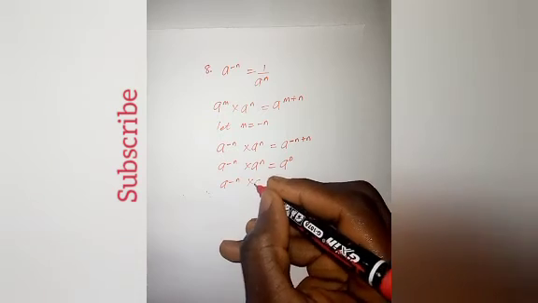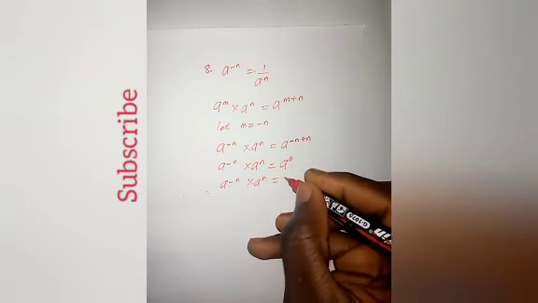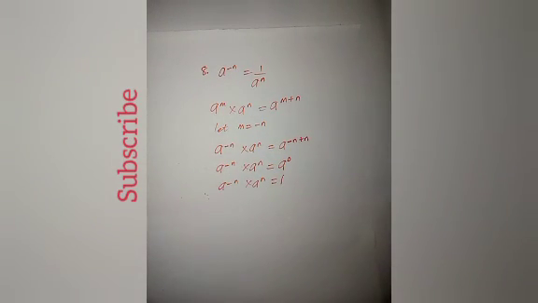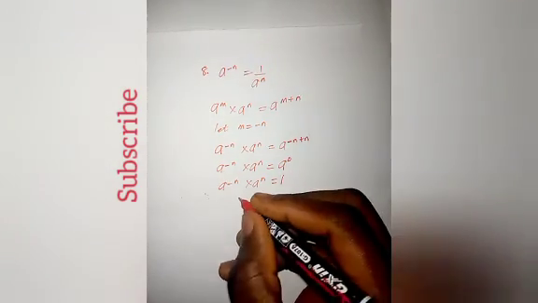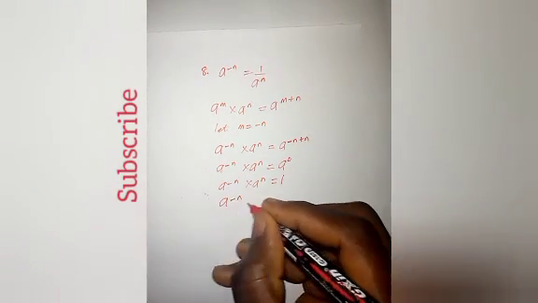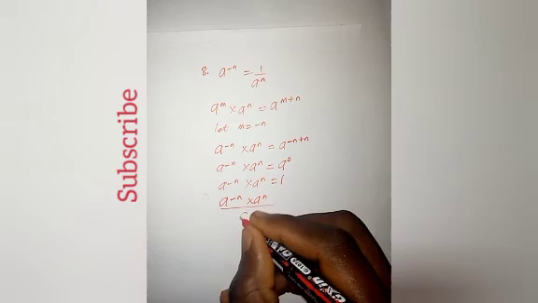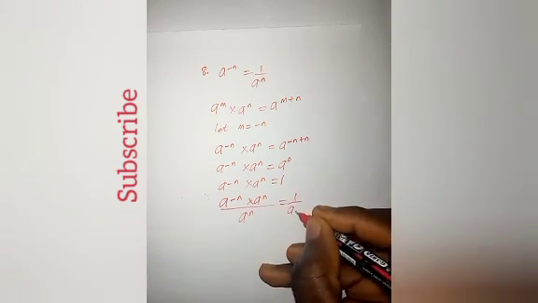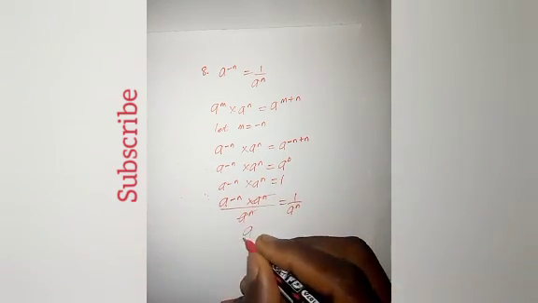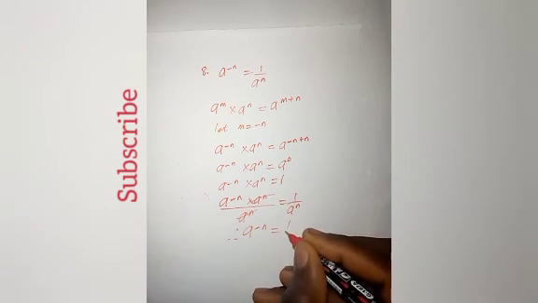But from the previous proof, we already said a to the power of 0 is 1. Then we divide both sides by a to the power of n. So therefore, a to the power of negative n means 1 over a to the power of n.